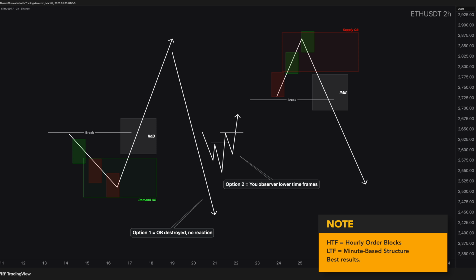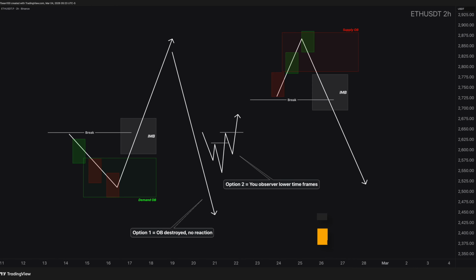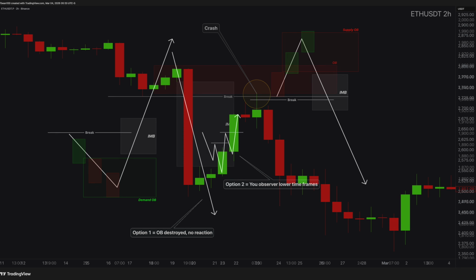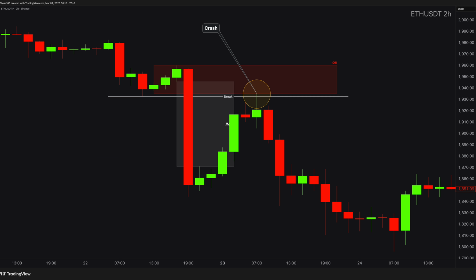If the inner structure trend actually shifts inside your demand area or supply area around that order block zone, that is when things start to look more interesting. For example, let's take a look at this crash area with the supply order block combined with an imbalance and the inner break.